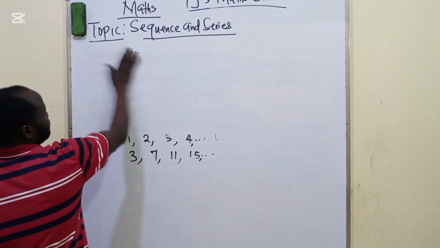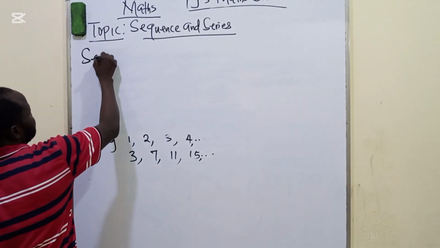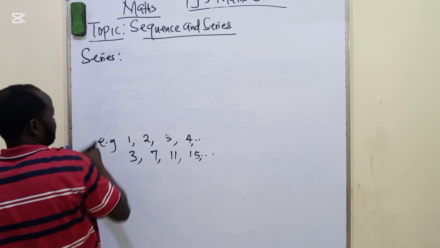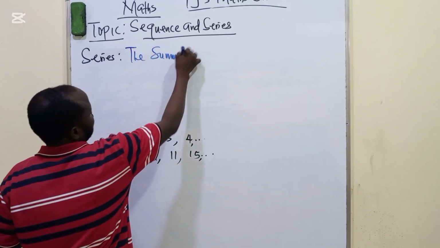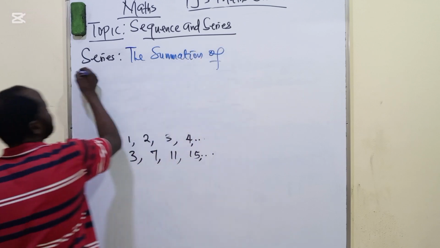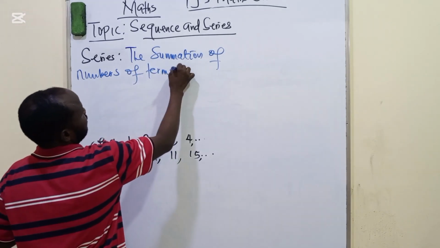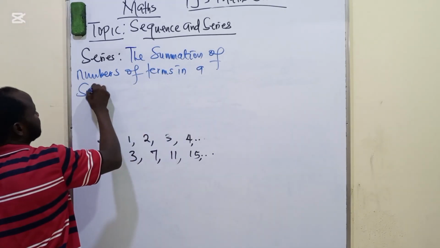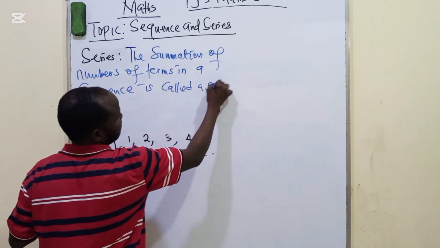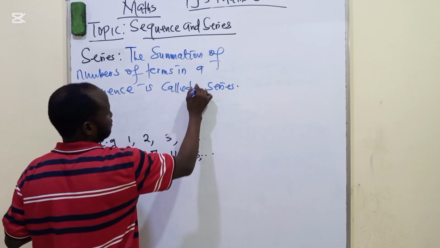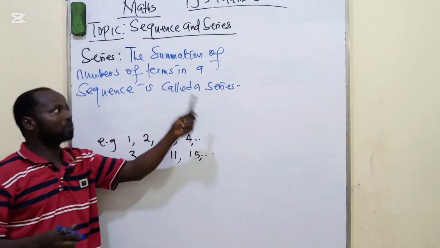What do we mean by series? Series is the summation, or the sum, of numbers or terms in a sequence. It's called a series. The summation of numbers or terms in a sequence is called a series.